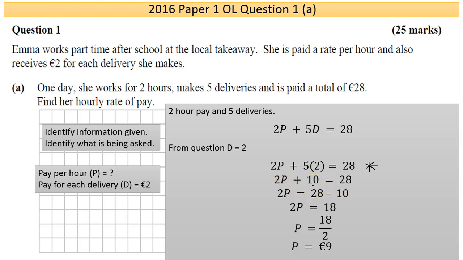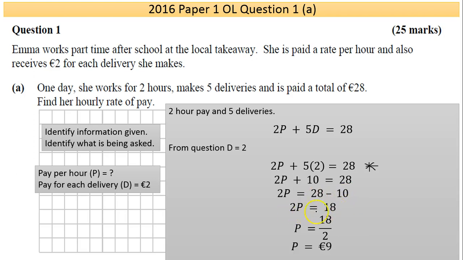I want to solve for p, so I'm bringing the 10 across the equal. The only thing that can happen is that the sign, or the operator, on the 10 changes. It was being added on the left, and it comes across to the right and becomes subtracted. So I've represented that here. I then do the calculation: 28 take away 10 is 18.